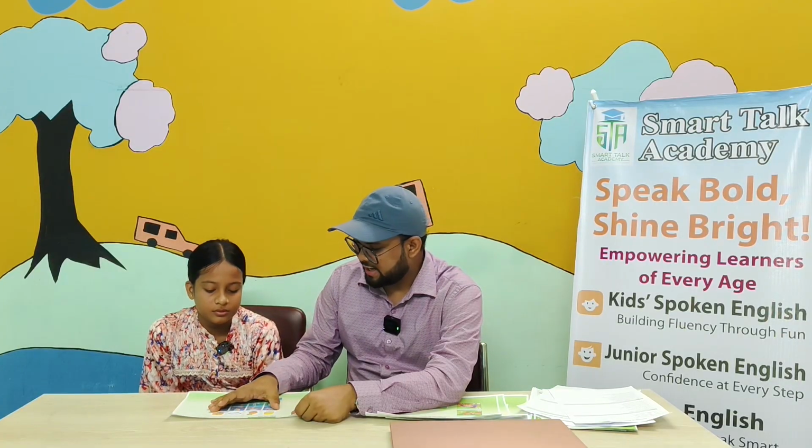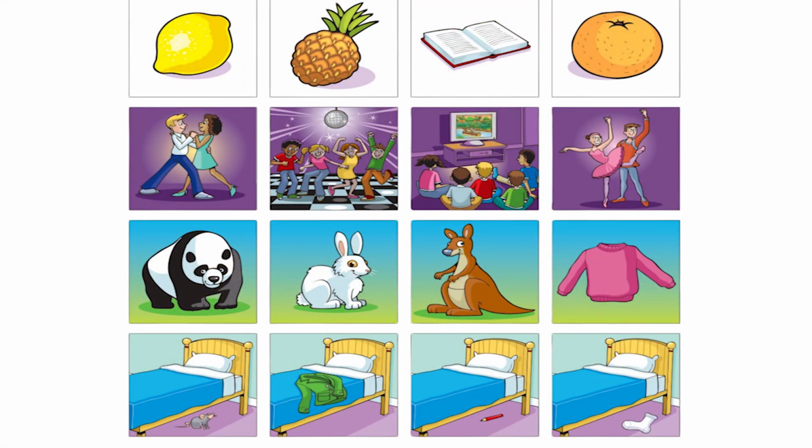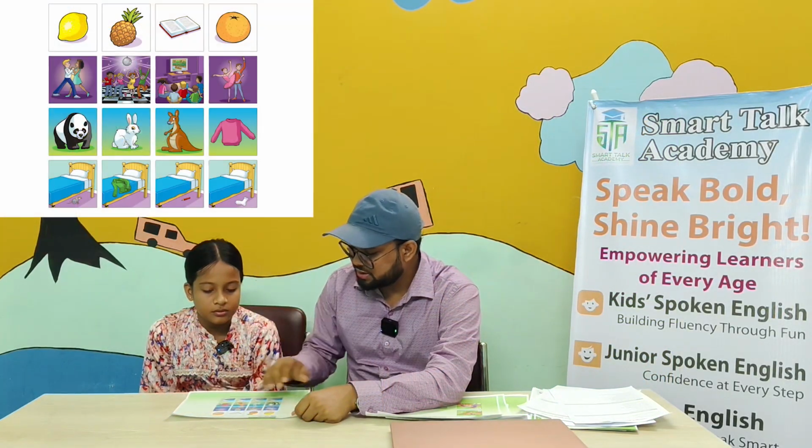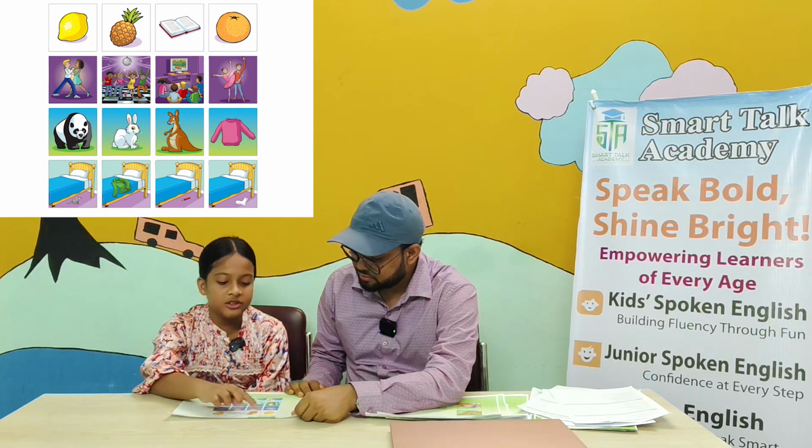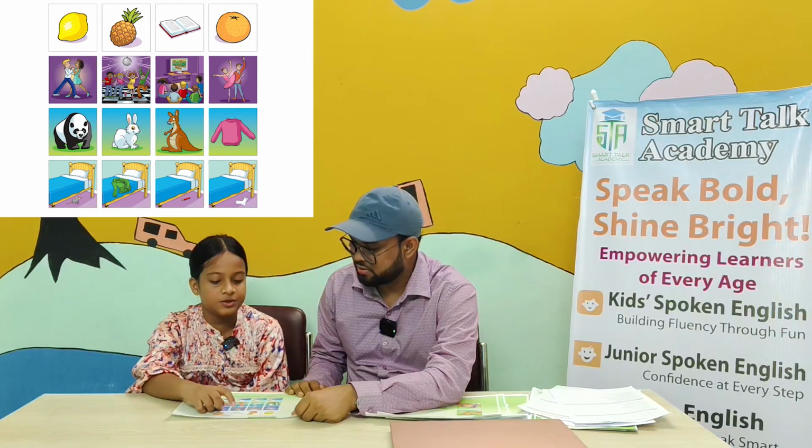Now moving to part 3. Here are some sets of 4 pictures and you have to find the different one. Which one is different in the first line? The book is different. Why is the book different? Because these 3 are fruits and this is a book.